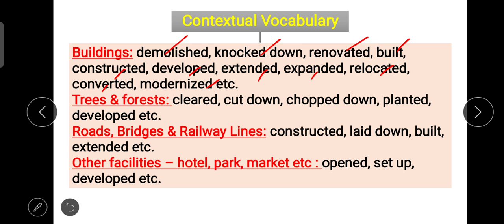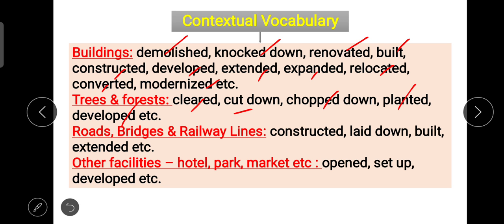Then if we are talking about trees and forests, we can use cleared, when we cut down the trees and develop new habitat, buildings for factory purpose, company purpose, or for any farming purpose, or whatever the use may be. Then cut down, chopped down, planted. If we are planting more and more saplings and developing the forestry, then planted and developed. So these are the basic words which we can use for trees and forests.